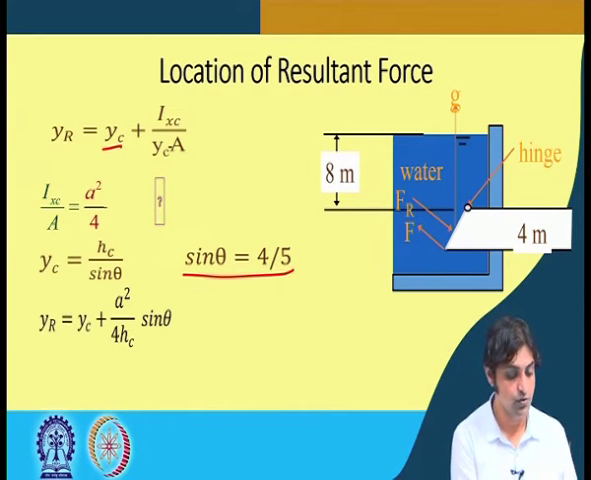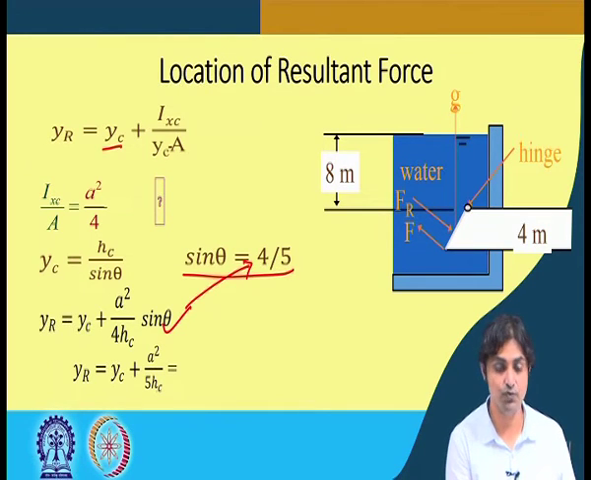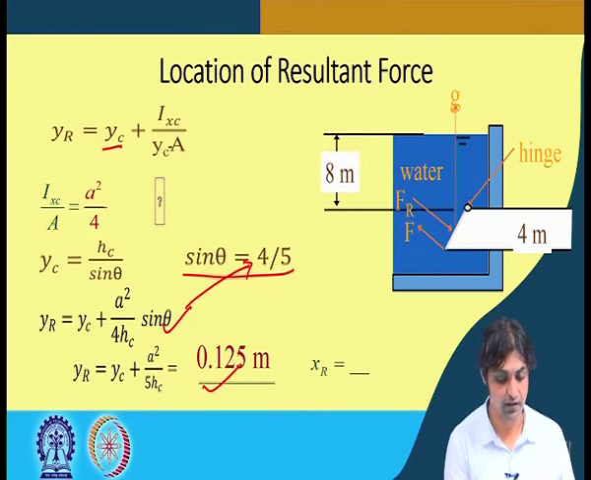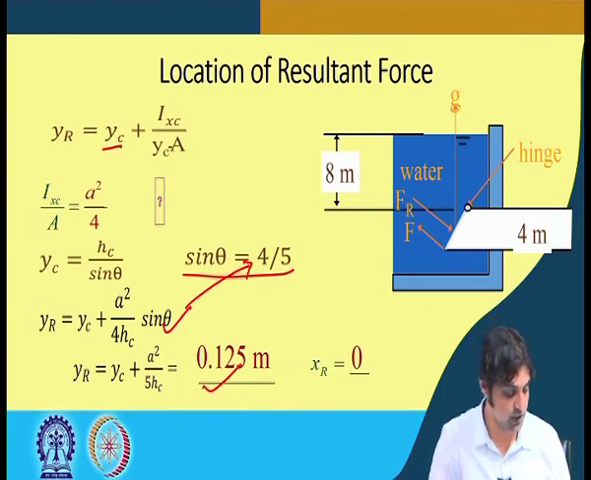So YR can be written as YC plus A square by 4 HC sine theta. If you just put the value of IXC and A, you will get this value. If you substitute the value of sine theta as 4 by 5, you will get YC plus A square by 5 HC, and this comes out to be 0.125 meter. As we discussed, the ellipse is symmetric about the centroid, so we won't have any XR. XR is going to be 0. So very simple calculations here, correct?